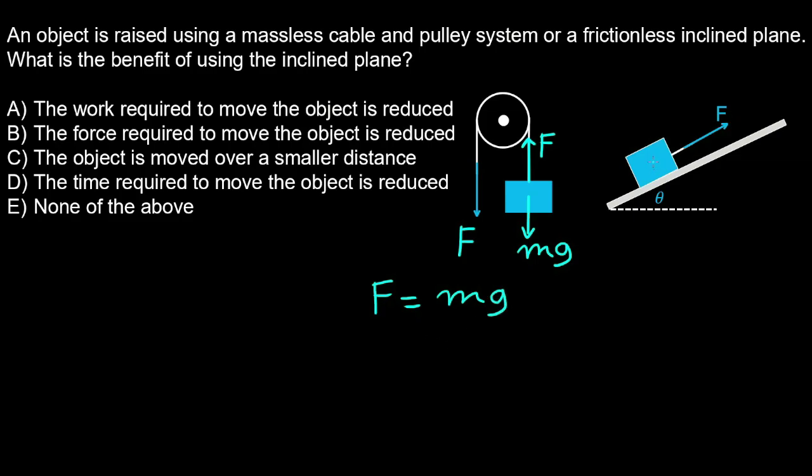Now in this second case, we have the force of weight acting downwards and a normal force acting perpendicular to the plane, which is a frictionless plane. So in this case, applying Newton's first law, we have F is equal to mg sine theta. So in both cases, if we add a bit more force, the block will start to accelerate. So in the case of the inclined plane, this force that we need to apply to move the object is smaller, and therefore B is the correct answer.